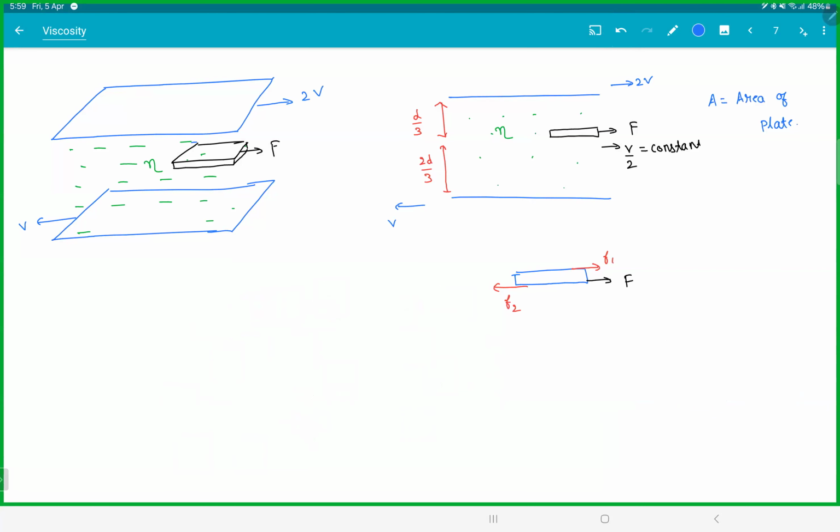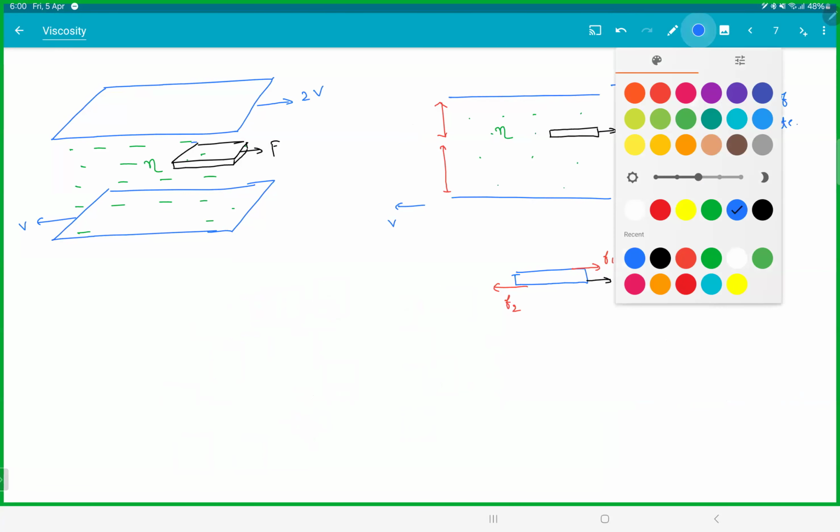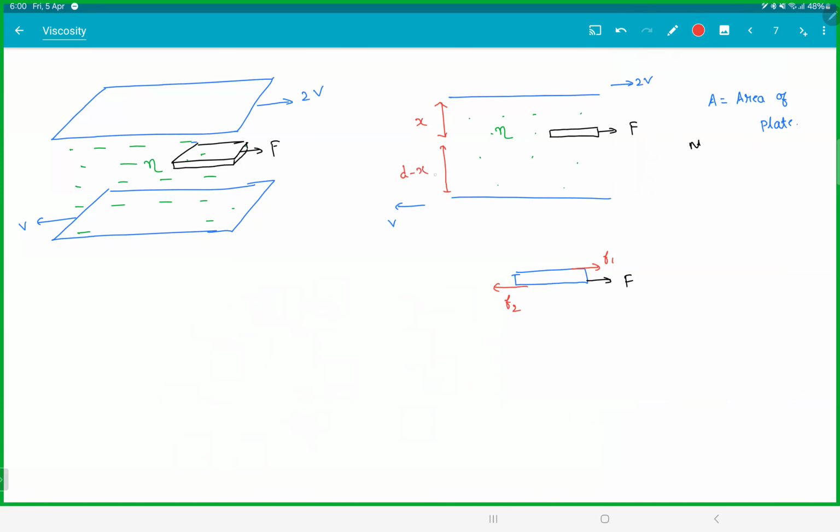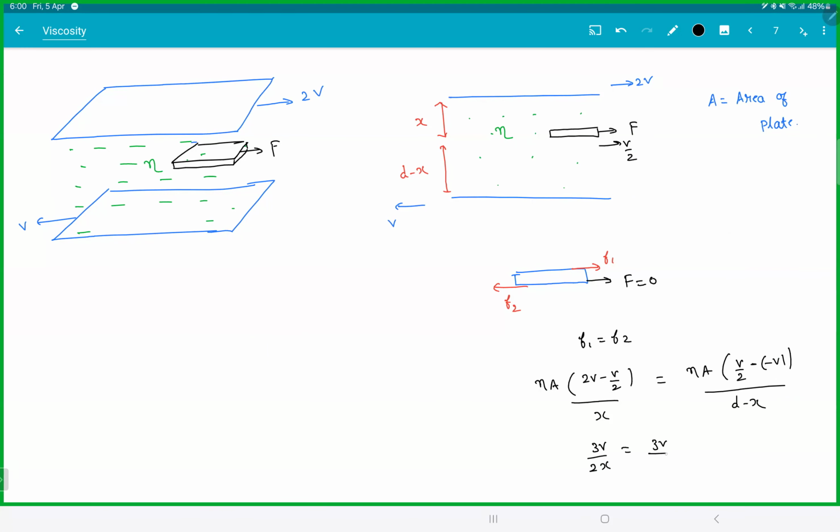So I just want to create a situation where, let this be x and let this be d minus x. If you want the force to be zero, you're simply saying F1 should be equal to F2. So what is F1? Eta A relative velocity, 2V minus V by 2, by x, should be equal to eta A relative velocity, V by 2 minus of minus V, by d minus x. So that is 3V by 2x is equal to 3V by 2 times d minus x. We get x is equal to d by 2. Easy? In the center.